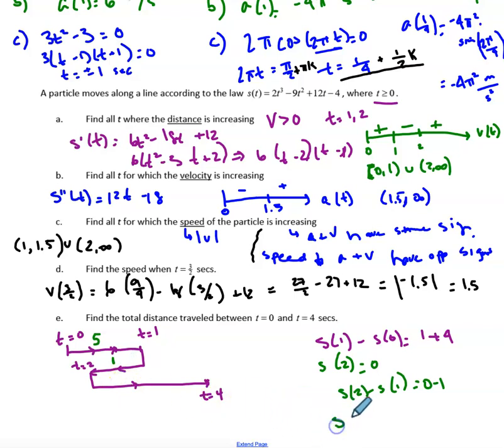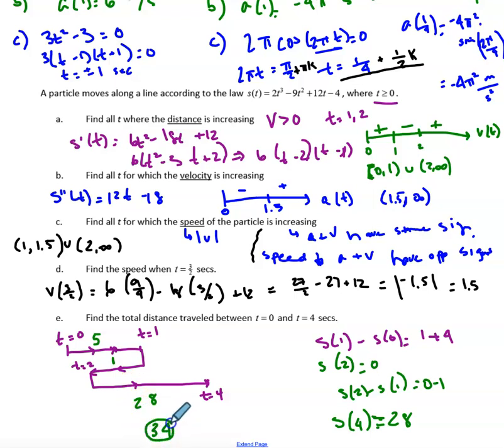So now I need to know where this particle is at 4. And if I plug in 4, I'm going to get 28. So that means that when I look at where the final position was at 4, I got 28. And from 2 to 4, I moved right by 28. So the total distance that this particle traveled was 5 plus 1 plus 28, which is 34 units.